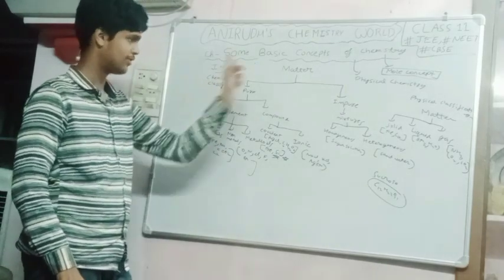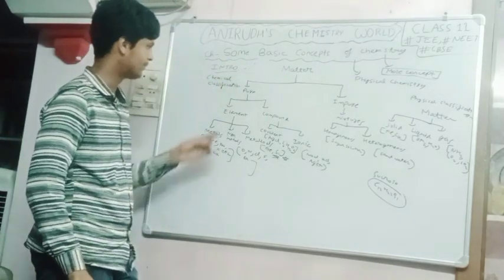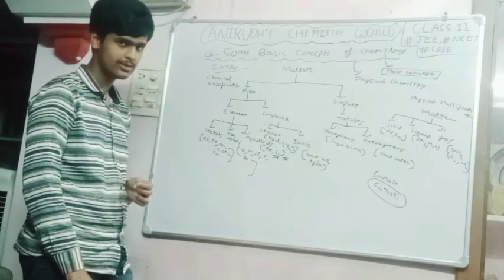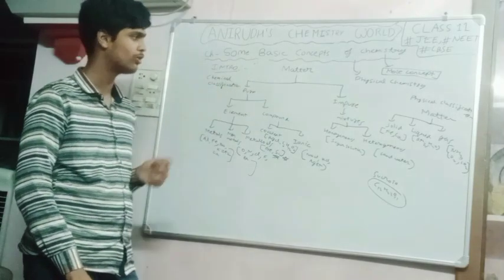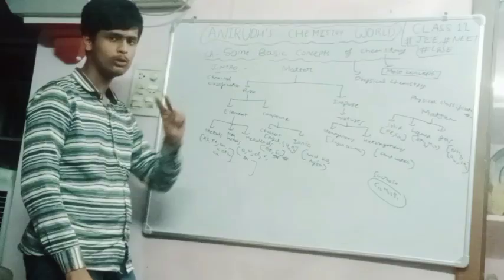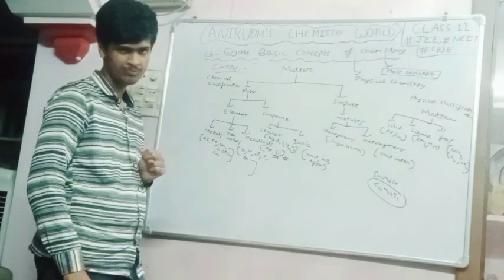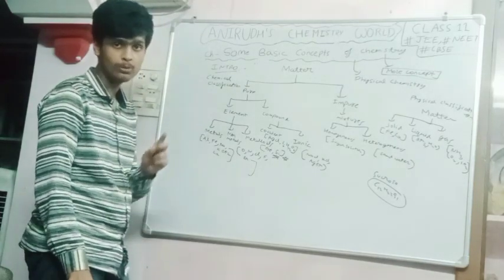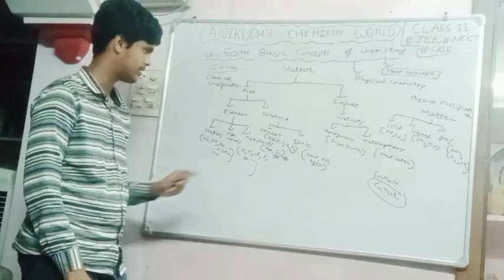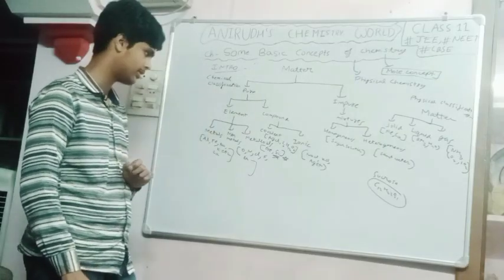This is chemical classification, that is physical classification. In chemical classification, pure and impure will be there. In pure, you will be having 2 types, that is element and compound. In element, you will be having 3 types: metals, non-metals, metalloids. In compound, you will be having covalent and ionic.